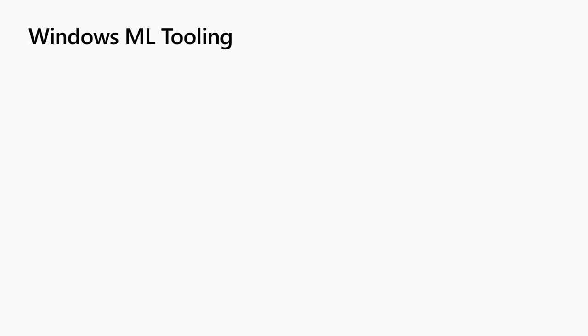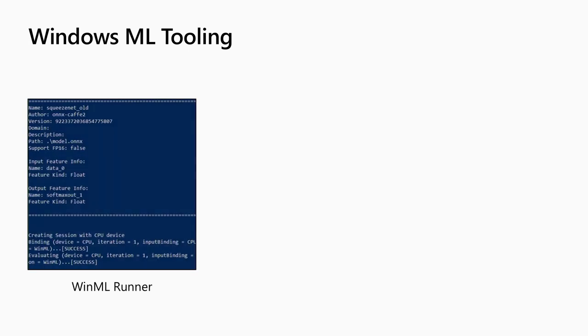In addition to the Windows ML Tools converter, we have a set of tools that makes it easy to work and integrate your machine learning model into your app and start using Windows ML. The first is WinML Runner. It's a standalone command line tool making it easy to test loading, binding, and evaluating your model without having to write any code. This is great when you're iterating on a trained model or testing out various hardware configurations.